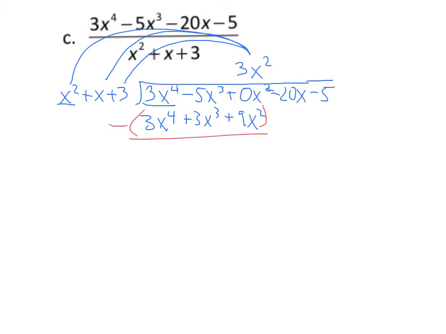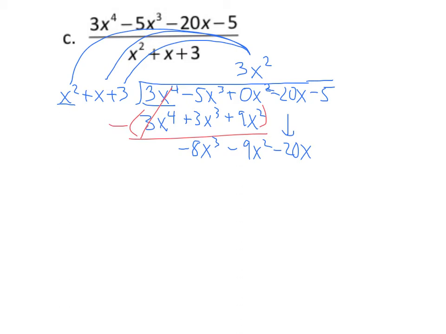And my first terms cancel, they should always. And then negative 5x to the third, and then distributing the negative, it's going to be minus 3x to the third. We'll get negative 8x to the third. And then 0x squared, distribute the negative, you'll get minus 9x squared. So we get negative 9x squared, and then I'm going to bring down minus 20x. This time I should have 3 terms down here since I had 3 in the front.